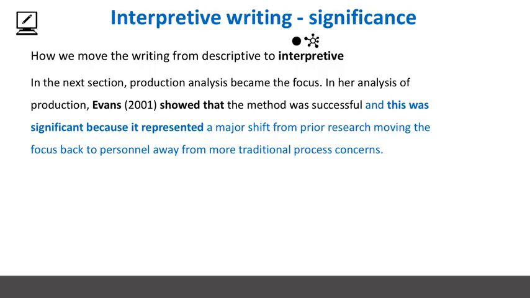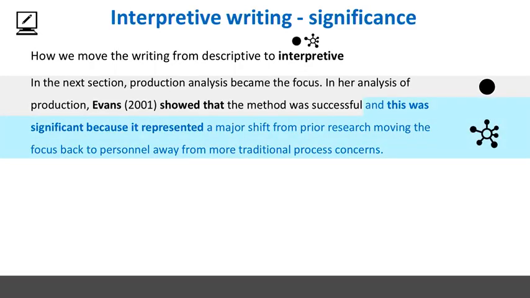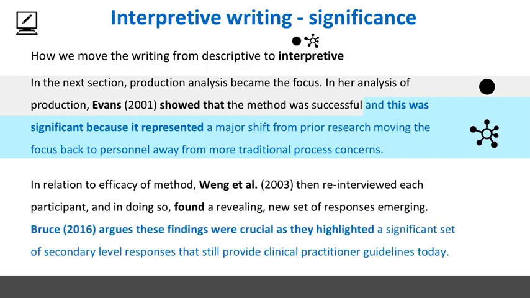What you can probably see, as suggested by the colour we're using, is that the first part of this is descriptive. It's what Evans showed. The second part is interpretive, because we're saying here, Evans showed this, that the method was successful, and this was significant because. Let's look at another example.